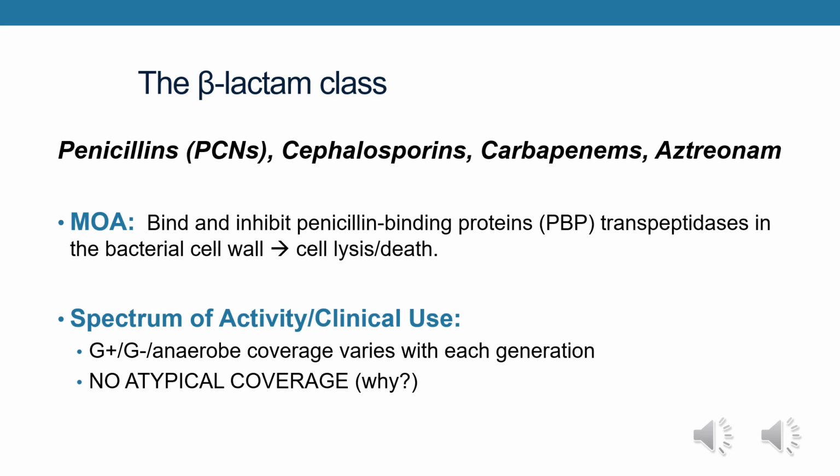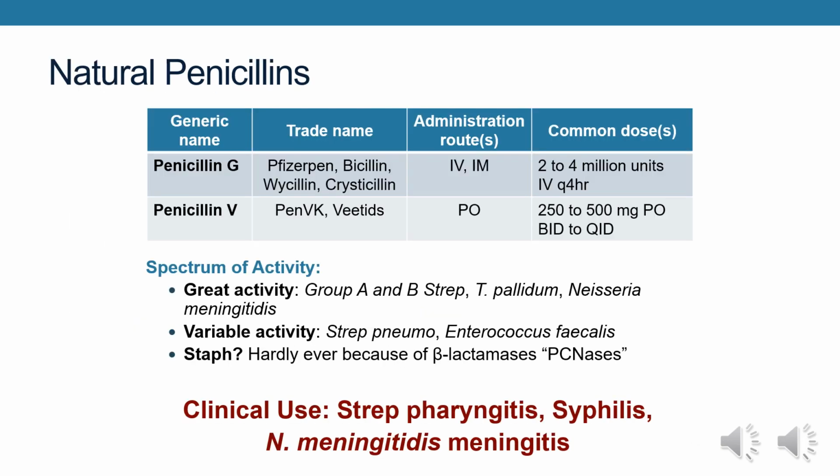The spectrum ranges pretty widely from very gram-positive coverage to very gram-negative coverage. And then anaerobic coverage kind of varies with each generation. There is never any atypical coverage just because atypical bacteria don't have a cell wall, so the mechanism is innately ineffective. On each of these slides, the dosing will be listed in the graph at the top.